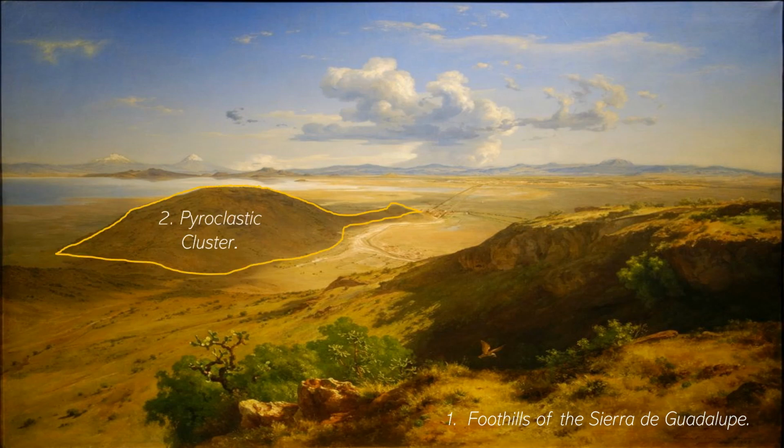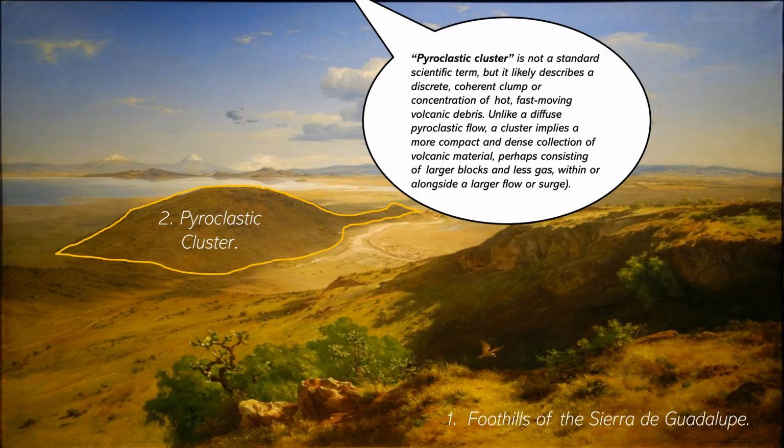The odd lump in the center has been called a pyroclastic cluster, but this term is a bit controversial, as you can see from this description. A pyroclastic cluster is not a standard scientific term, but it likely describes a discrete, coherent clump or concentration of hot, fast-moving volcanic debris. Unlike a diffuse pyroclastic flow, a cluster implies a more compact and dense collection of volcanic material, perhaps consisting of larger blocks and less gas, within or alongside a larger flow or surge.